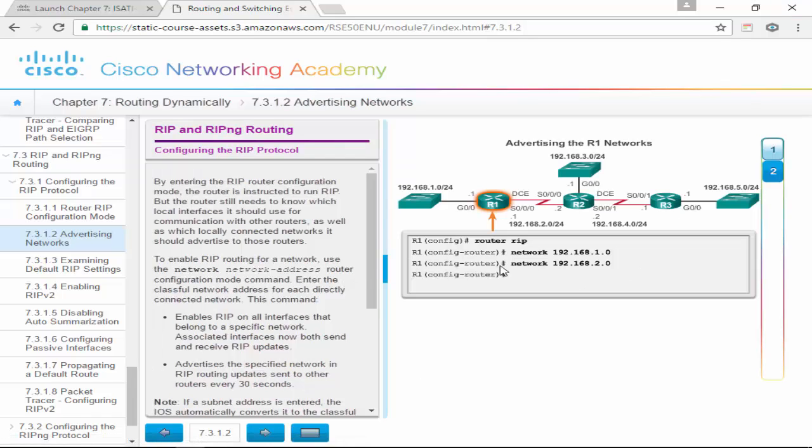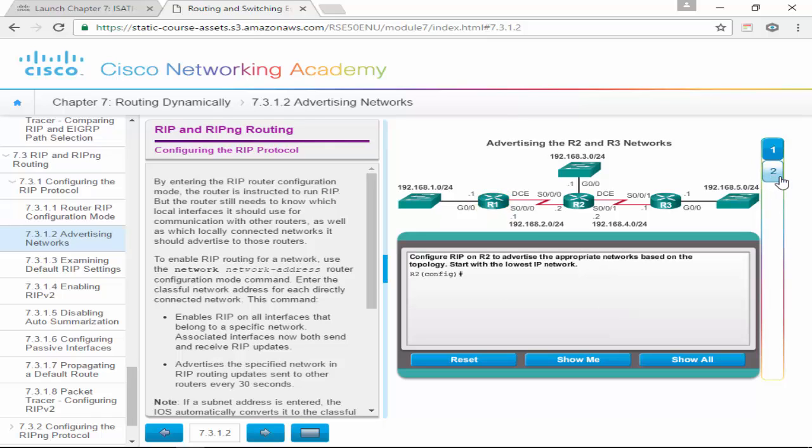So we do router RIP, and here's what's going to start the forwarding. We put in network 192.168.1.0 and 2.0. So we're this router, and what this is saying is start broadcasting that we have these networks.